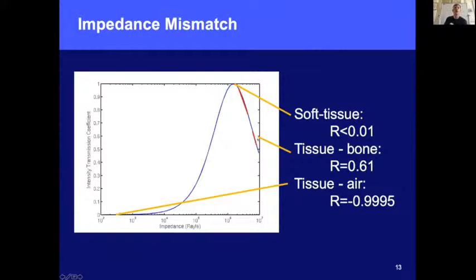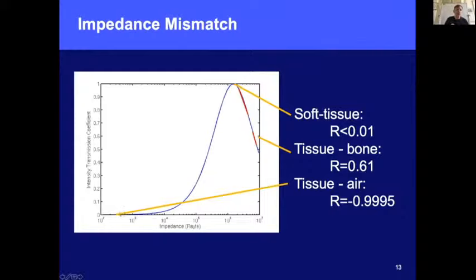This red line over here shows the typical values for intensity transmission coefficient that you get going into bone. And you get somewhere on the order of 50 to 60% of the energy actually making it into the bone. Reflection coefficients of about 0.6. And so that means we can get ultrasound into the bone, not huge amounts, but we can actually get some into the bone. So even though ultrasound waves will reflect off bone, not all that comes back at you, only about 40% comes back. Some of it will actually pass into the bone itself.